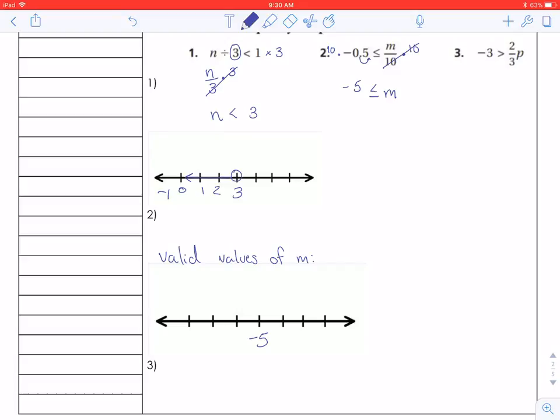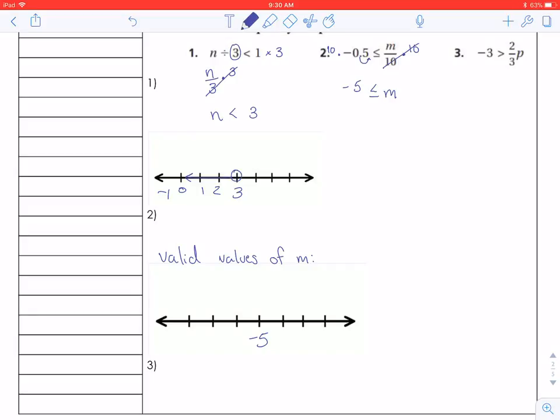Valid values of m. If I read this inequality from left to right, that says -5 is less than or equal to m, because I see the tail first. But that doesn't describe m for me, so I'm going to read it backwards, from right to left. And that reads m, and because I see the mouth, m is greater than or equal to -5.